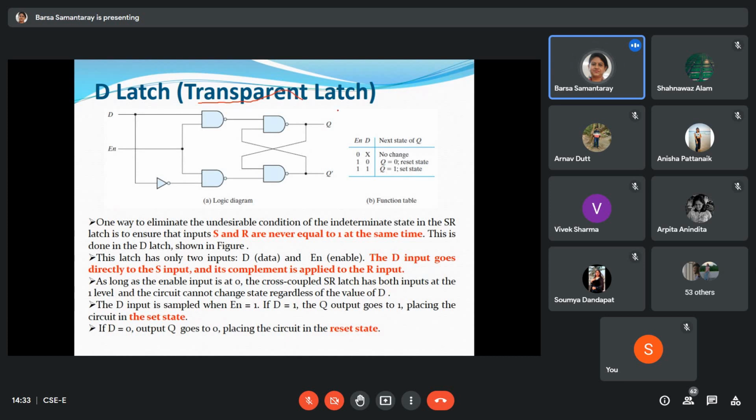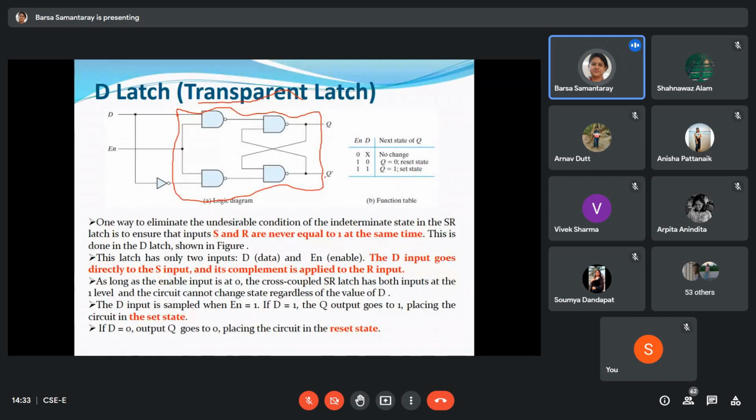Why will that be a transparent latch? Actually it is nothing but just like your SR flip-flop. This is the diagram of your SR flip-flop here. Have you compared the diagram of SR with enable input and this diagram, are both the same or different? Can you tell me? Same. So we can tell that.